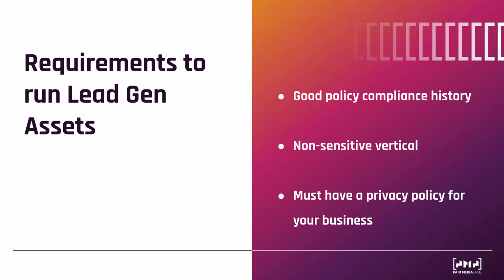And then probably the easiest one, you must have a privacy policy for your business. In the first two examples that we saw, in the disclosure that Google put right above the submit button, there were links to your company's privacy policy. That's why this is a necessary step. But now that we briefly talked over some of the requirements, let's finally go into Google Ads and start creating one example of a lead gen asset.